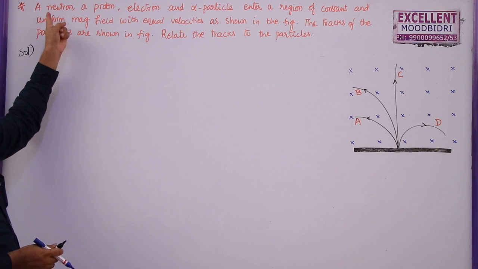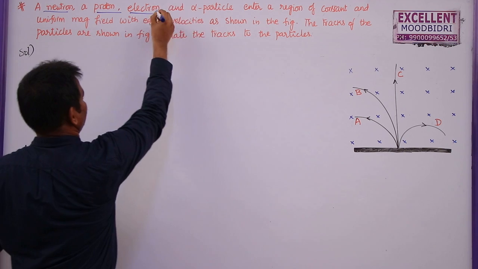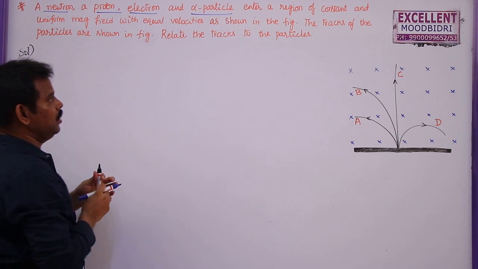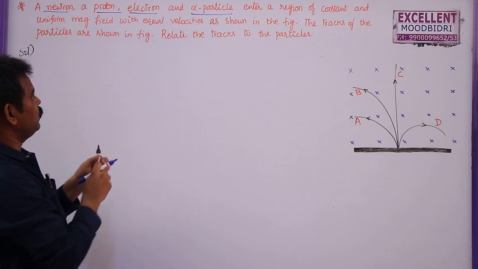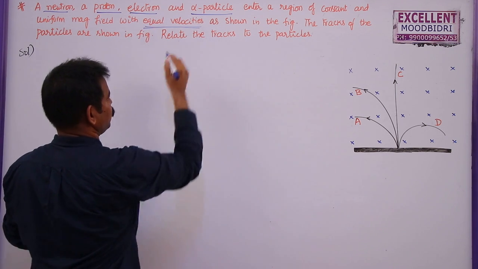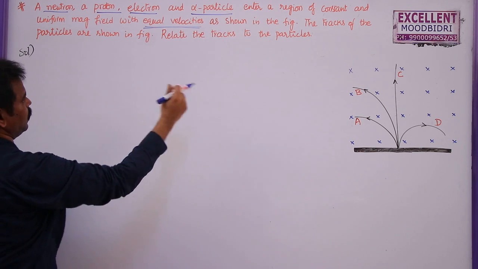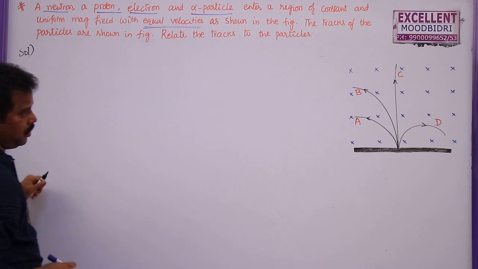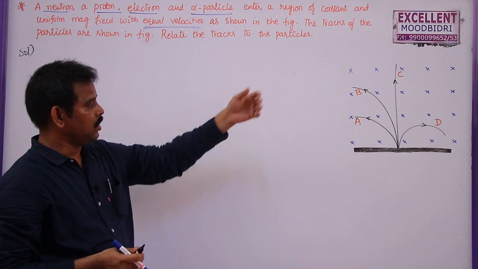In this problem, a proton, neutron, electron and alpha particle enter a region of constant uniform magnetic field, all moving with equal velocities as shown in the figure. The tracks of the particles are shown in the figure. Relate the tracks to the particles. So which is proton, which is electron, which is neutron, which is alpha particle.